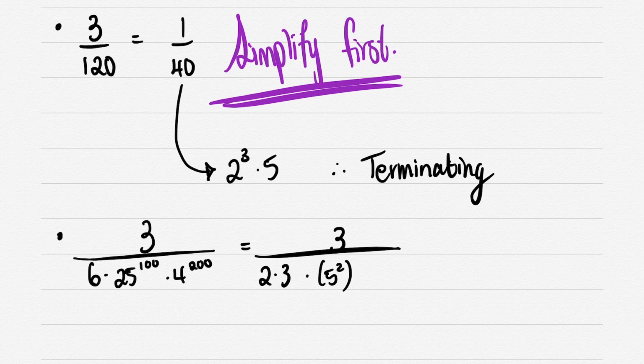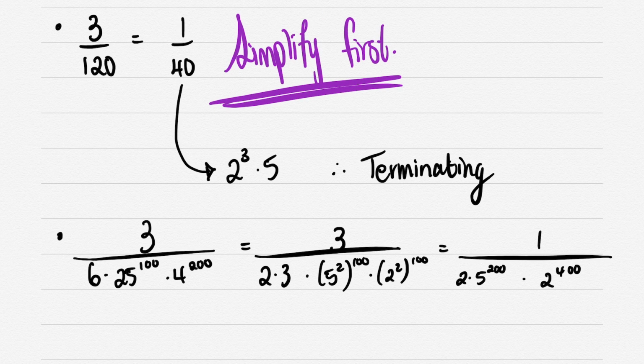So 6 would be 2 times 3, 25 would change to 5 squared within brackets, and then you put it to the power of 100, and 4 would be 2 squared inside brackets with 200. It seems I've written 100, but it should be 200 over there. Either way, it doesn't really make any difference. All your factors are prime, therefore the answer is definitely terminating. I see that I've also cancelled the 3's, nice and easy there. And as you can see, I've written the correct answer on the right there, with 2 to the power of 400.